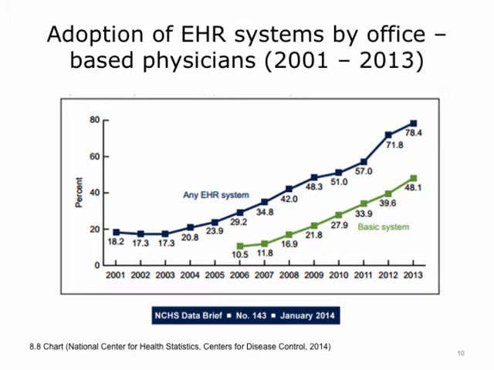The National Center for Health Statistics published that in some data between 2006 and 2013, the adoption by ambulatory providers of any EHR system rose from 29.2% to 78.4%, and what was deemed as a basic system, the adoption rose from 10.5% to 48.1% over that same time period.